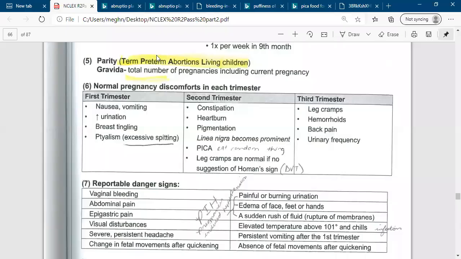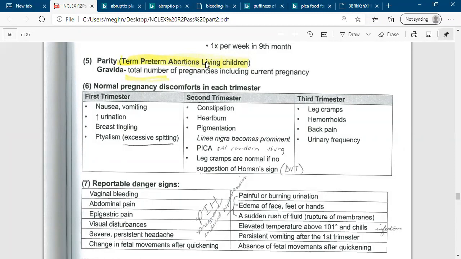So two terminologies. One is called gravida, right? Gravida means the number of pregnancies: the total number of pregnancies including the current pregnancy. This is called gravida, right? And parity. Parity means the number of pregnancies that gave live birth. Parity: full term, preterm, abortion, living child. So the baby must survive, living.